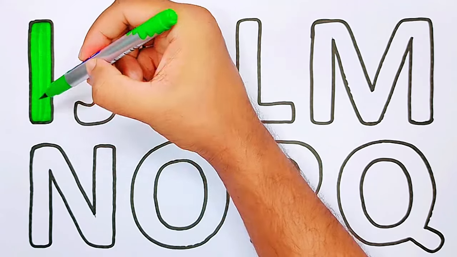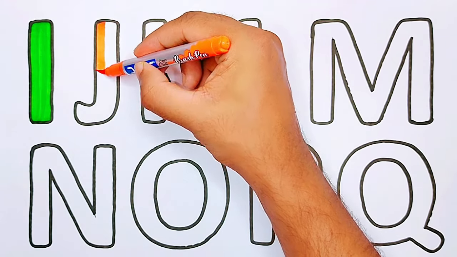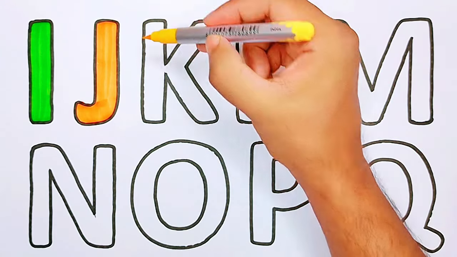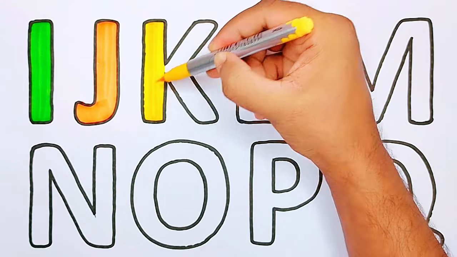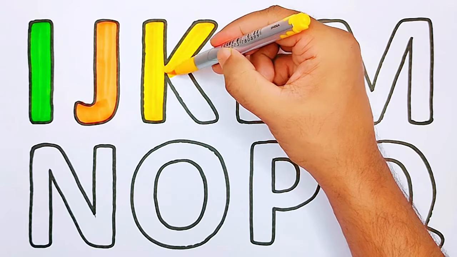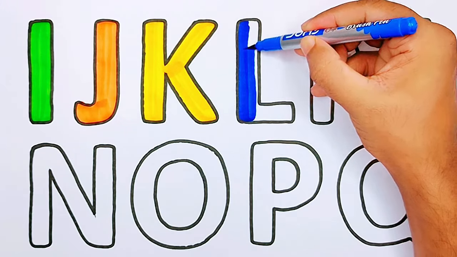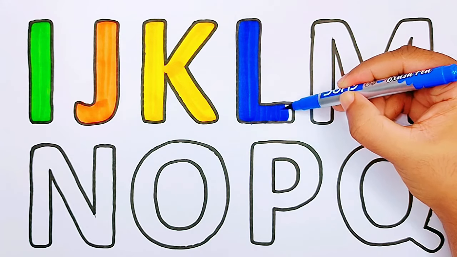For ibis. Orange color. J for jaguar. Yellow color. K for kettle. Blue color. L for lizard.